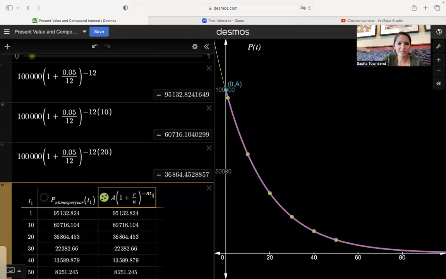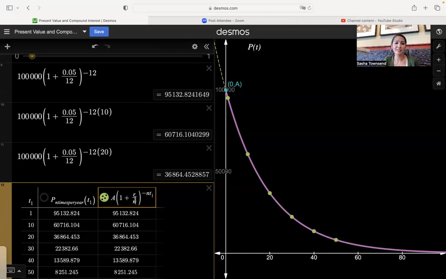Oh, negative N times T sub 1. And we see that we get the same value, whether we use the formula or whether we use the function that we named earlier. And we have the same values, the same entries in the table. All right, so that was for 95.